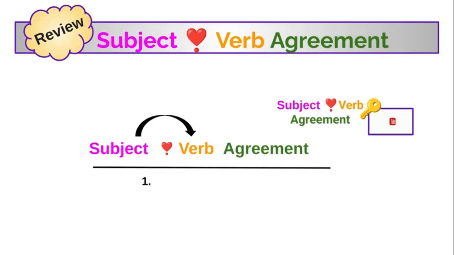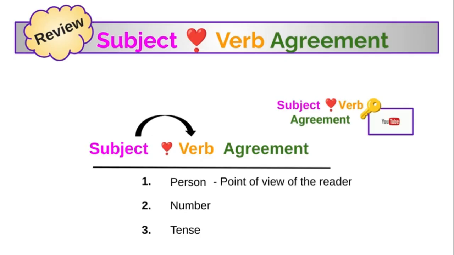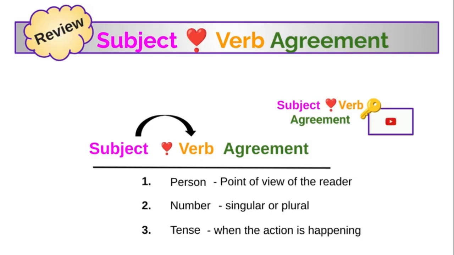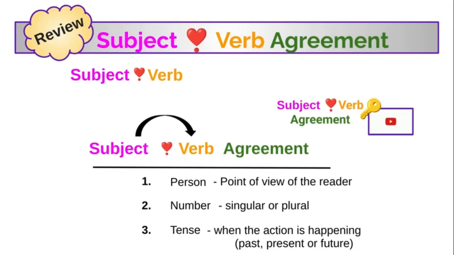They have to agree on 3 points. The subject and the verb must agree in person, number, and tense. The person refers to the point of view of the reader. Number refers to singular or plural. Tense is when the action is happening, or by extension, how the action is happening over time. We're talking past, present, or future. The subject and the verb must agree in person, number, and tense.